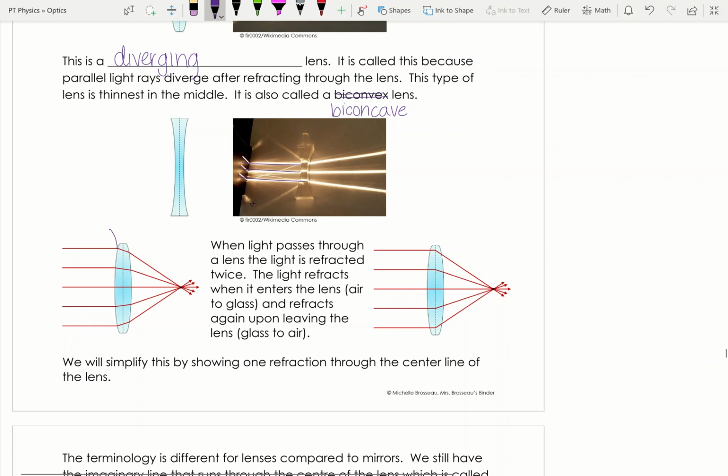So when light passes through a lens, the light is refracted twice. Right here we see our first refraction, and right here we see our second refraction. The light refracts when it enters the lens, and then again when it leaves the lens. But we simplify it by only having one refraction, and that occurring in the center of the lens. So a lot of times when I do a lens ray diagram, I'm just going to draw a dashed line somewhere, and that's going to represent the center of my lens.